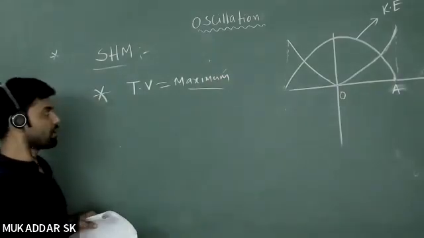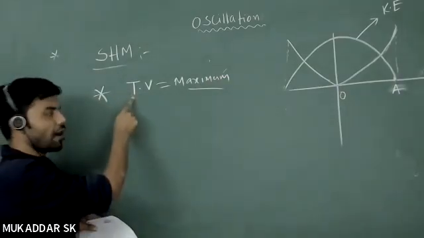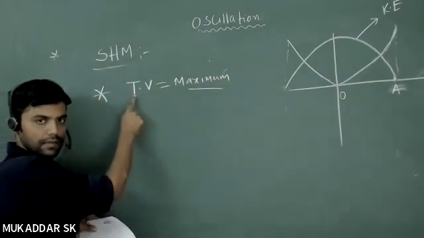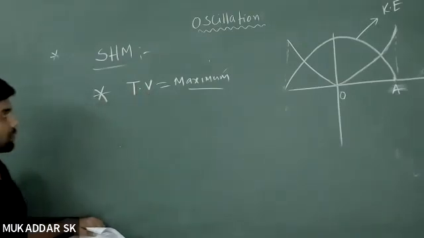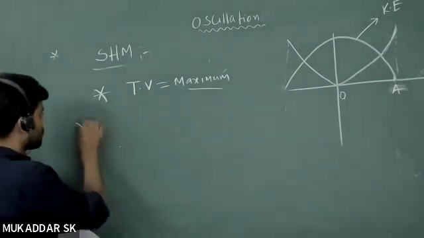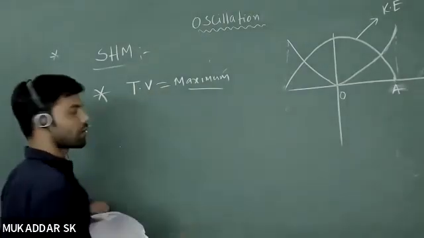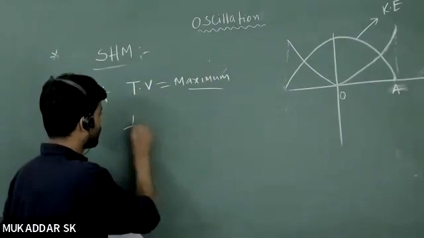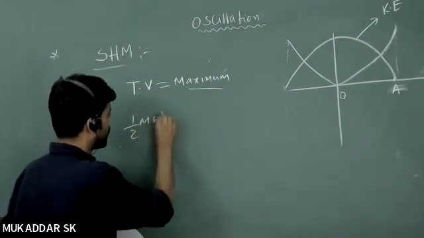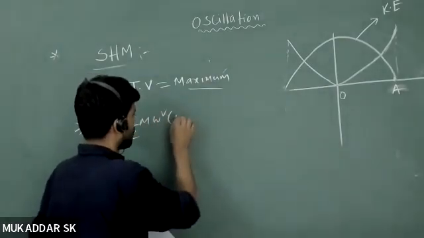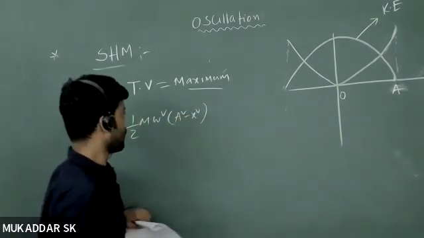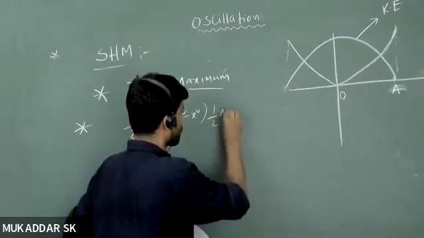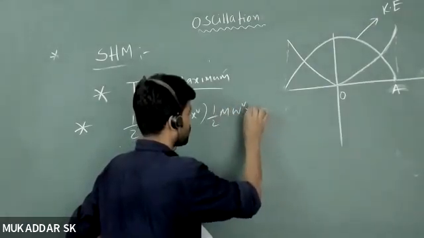So the question is at what position the product of kinetic energy and potential energy will be maximum. Let me check. Let us write that product of kinetic energy and potential energy. The kinetic energy will be basically half m omega square (a square minus x square), and potential energy is half m omega square x square.